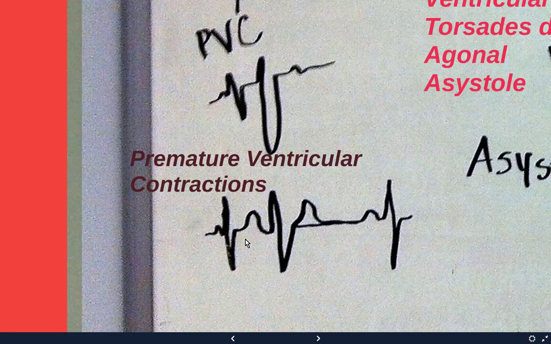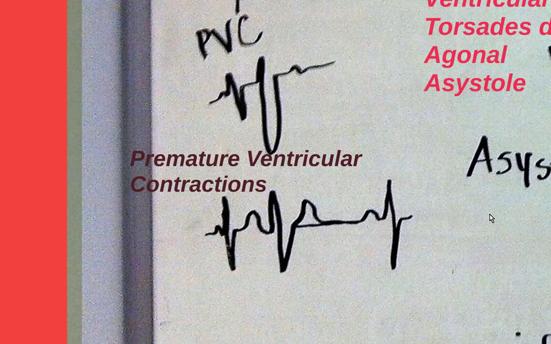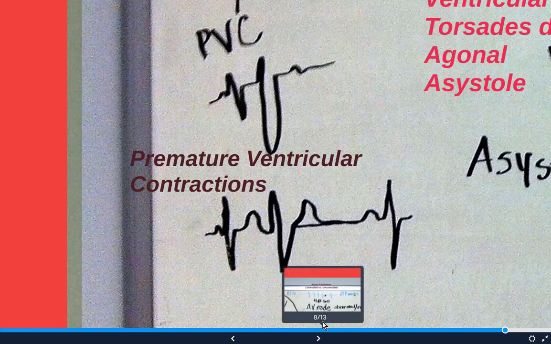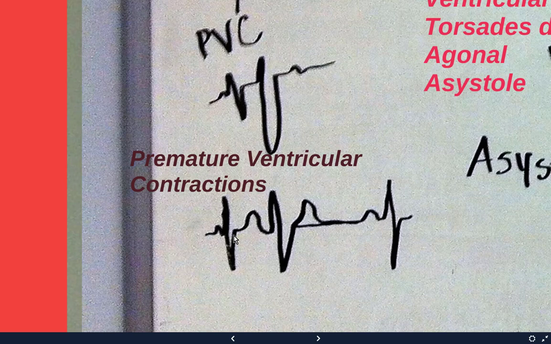Now, bigeminy is when every other beat or every second beat is an early beat. Trigeminy is when every third beat is a PVC. And we usually don't call it quadgeminy, but you can if you want to. Every fourth beat is a PVC. Now, these do not allow for complete filling of the heart.